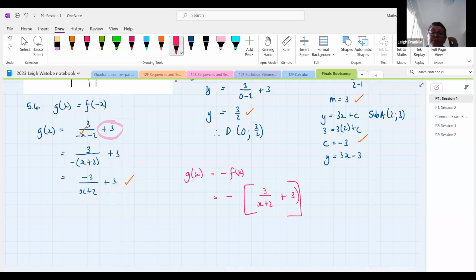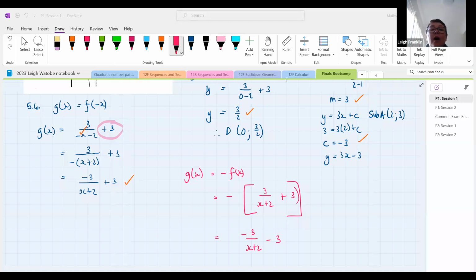And then you would end up changing that second 3, the vertical shift, once you remove the bracket. So you'd end up with negative 3 over x minus 2, minus 3, like that. But it's x that's changed sign, not y. Okay, Mary Lynn? Okay, cool.